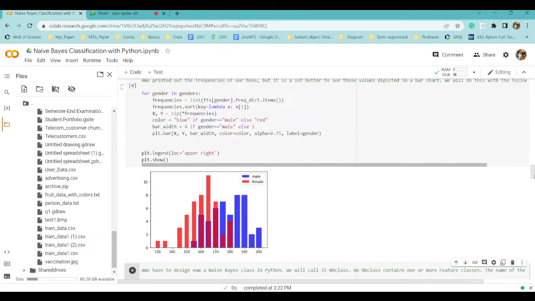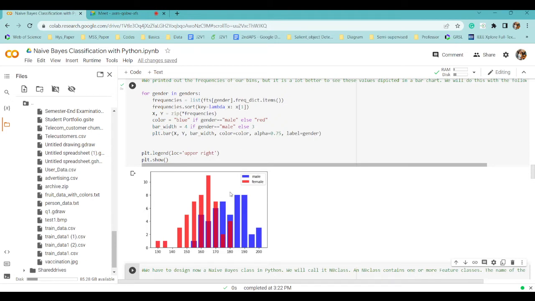What we are presenting is that the blue line represents the male and the red line represents the female. These extra lines that are coming, don't worry about that. That is a curved line we have set for how many should be there. Even if you don't put it, that is not required. That is the bar width which we have put: bar width equals 4 if gender is equal to male, else 3. That is not at all required.